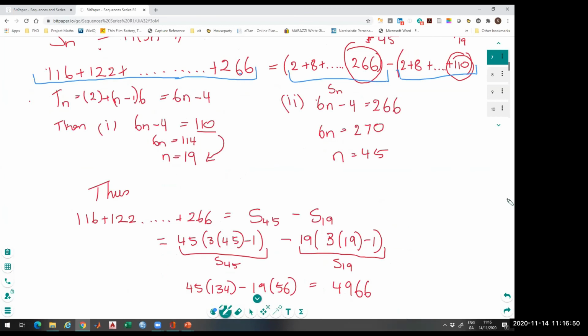So we did that. We found out what term they were, and 110 was term 19, 266 was term 45, and we did S of 45 minus S of 19. And again, just plug all the information into your formula and you get 4966.